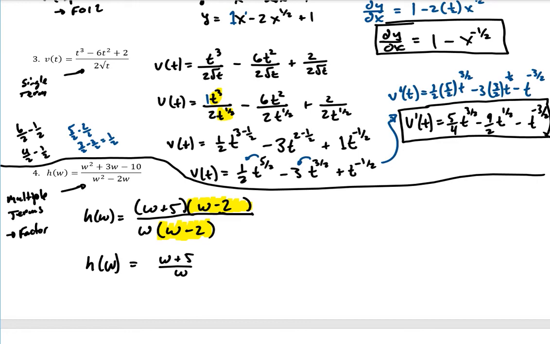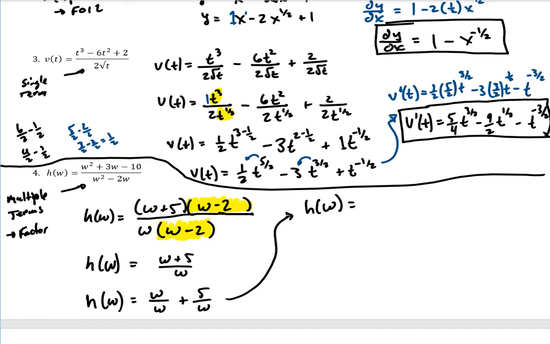And now that it's a single term down below, it's a lot like number 3, where I can rewrite it. So h of w, I want to take that first w and divide it by the denominator w, and then plus the 5 divided by that w. So it's like the reverse of getting a common denominator. I'm just breaking the fraction into separate parts. But now I can simplify. Sorry again, it's not the best organization, but I think it's fine. Let's put it up here.